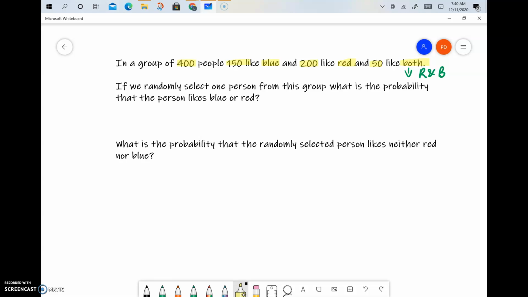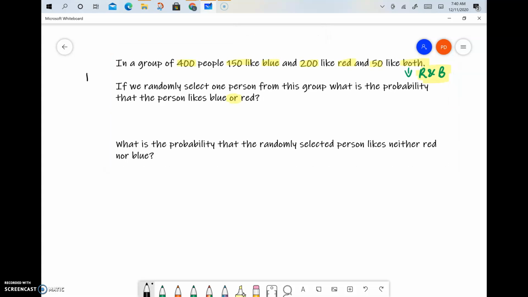red? The word "or" again is important, and we'd have to use the addition rule, and specifically we have to use the addition rule for overlapping events, because it is possible for someone to like red and blue. So the two events, liking red and liking blue, do overlap because it is possible that the person likes both the colors. So it's an overlapping event. Before we even start, let's write down the probabilities.